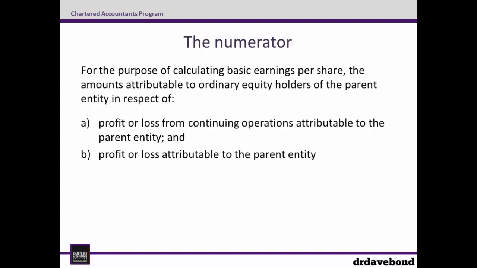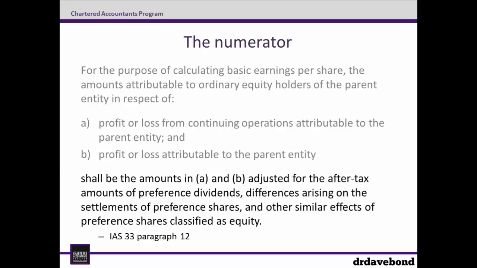According to paragraph 12, for the purpose of calculating basic earnings per share, the amounts attributable to ordinary equity holders of the parent entity in respect of A, profit or loss from continuing operations attributable to the parent entity, and B, profit or loss attributable to the parent entity, shall be the amounts in A and B adjusted for the after-tax amounts of preference dividends, differences arising on the settlements of preference shares, and other similar effects of preference shares classified as equity.